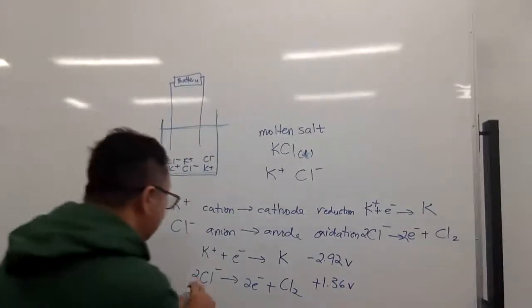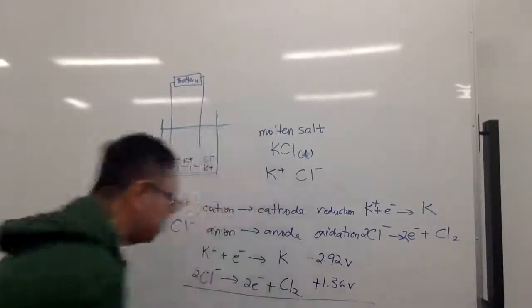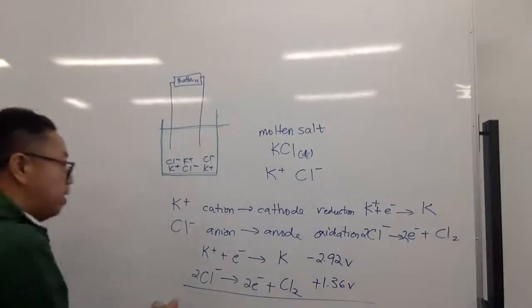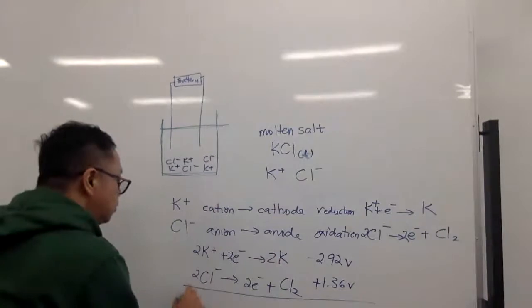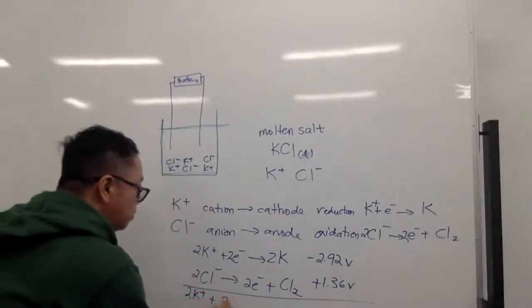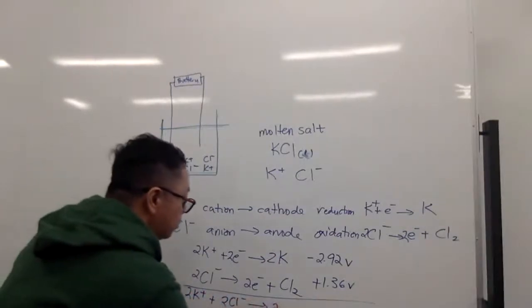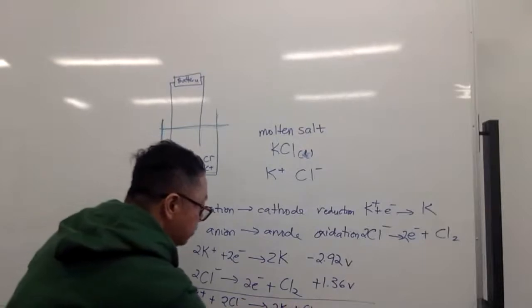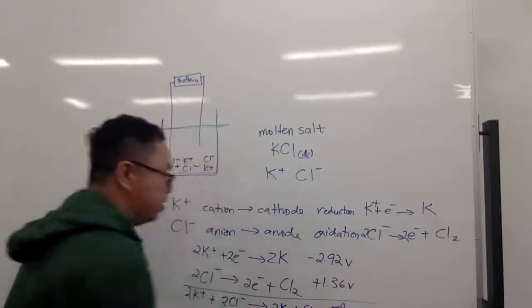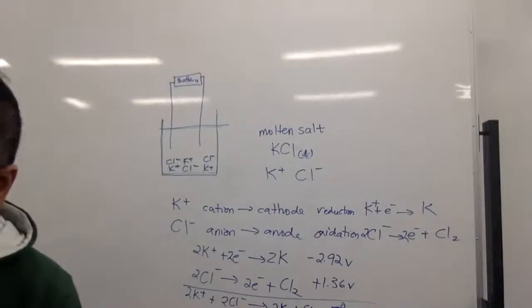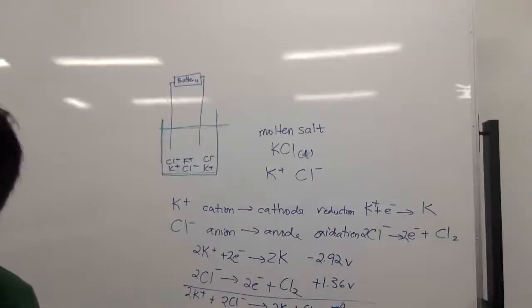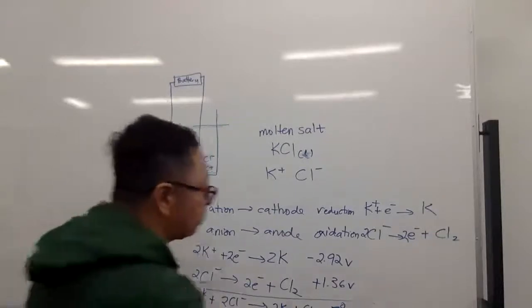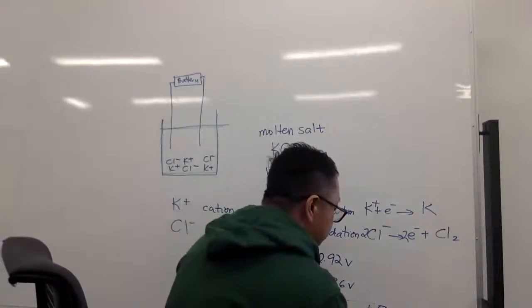Okay? Then we are going to add this up. We need to balance the electrons. So 2, 2, 2. So 2K plus 2 chloride will give me 2K plus Cl2. And then the E naught for this one will be, so I have here 1.36, 2.92. So I have here an E naught of negative 1.56 volts.